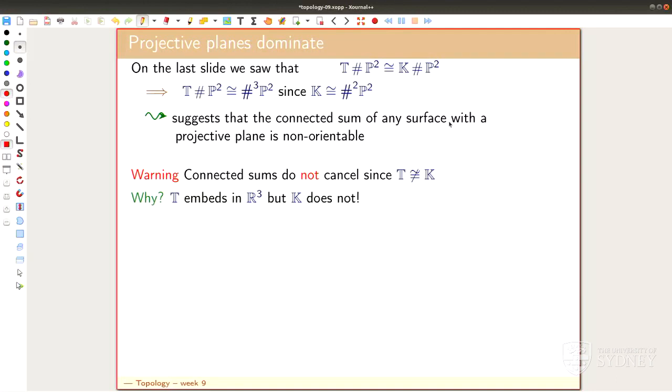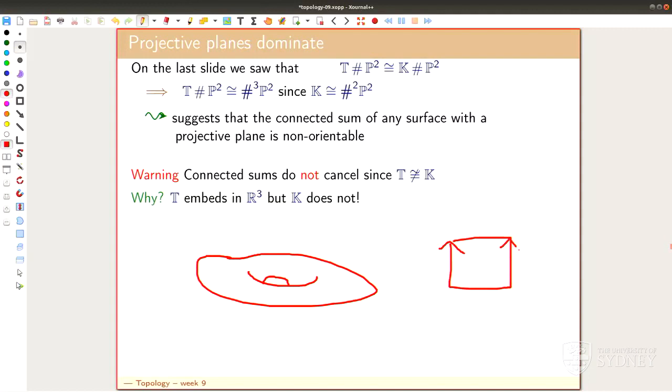So T embeds into 3-space. It was just a swim ring. I can also draw it, but I can't draw K. So K was this guy here, where you have a regular annulus on one edge and a twist on the other edge. So you bend it to an annulus and then kind of twist it again, and you get this funny bottle type of object. Yeah. So they're not the same, so you can't cancel here.